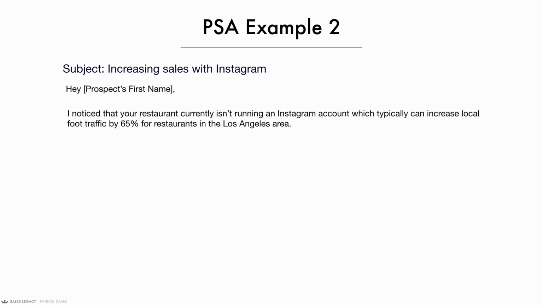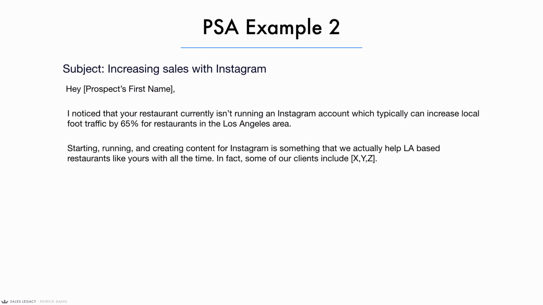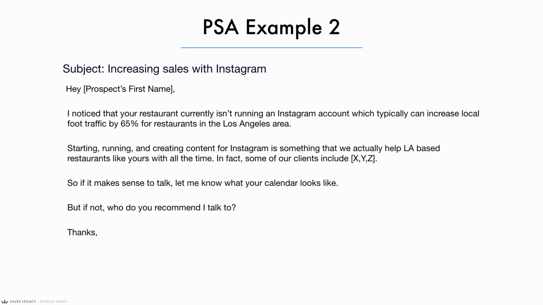Let's give you another example. Let's say I'm selling Instagram consulting services, right? So I say, hey, prospect, I noticed that your restaurant isn't running an Instagram account, which typically can increase local foot traffic by 65% for restaurants in the Los Angeles area. Starting, running, and creating content for Instagram is something we actually help LA-based restaurants like yours with all the time. In fact, some of our clients include XYZ. So if it makes sense to talk, let me know what your calendar looks like. But if not, who do you recommend I talk to? Thanks, Patrick. So same exact format, right? Pointing out a problem, showing that your solution can solve the problem and the results that you will give this person. Put in some social proof, call to action at the end, bada bing, bada boom, and then people will take a meeting with you.